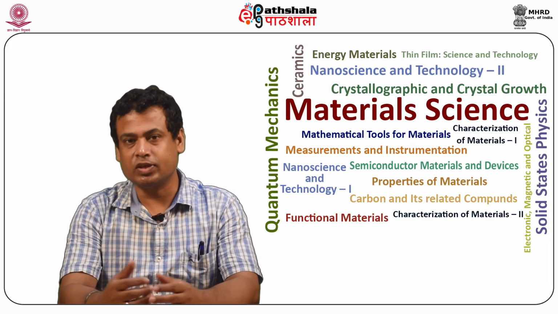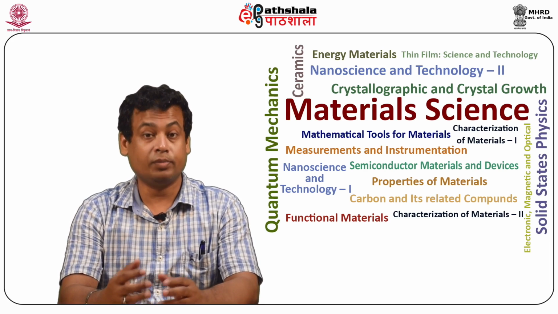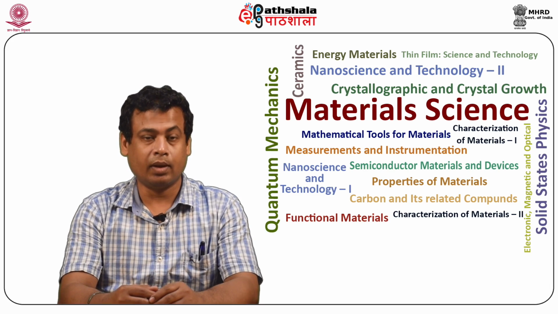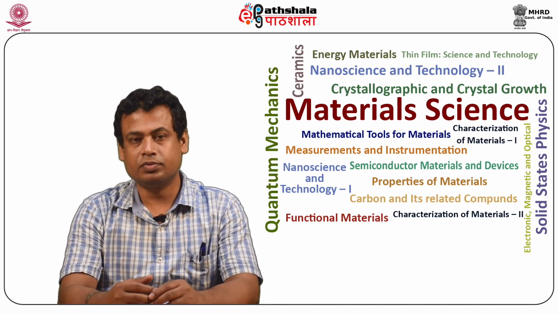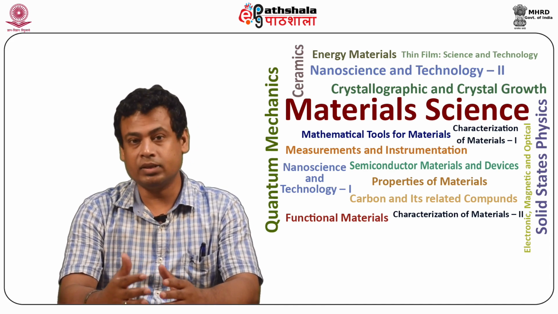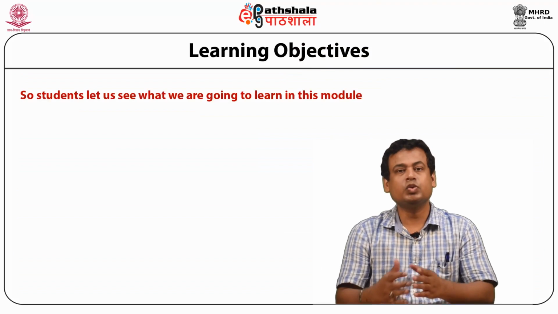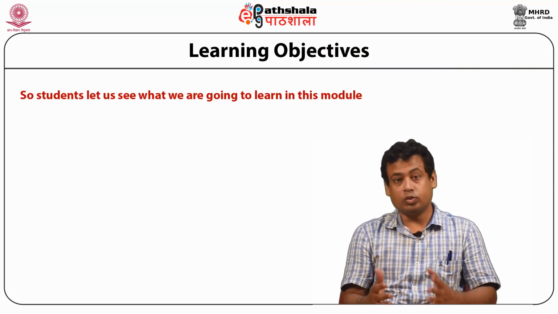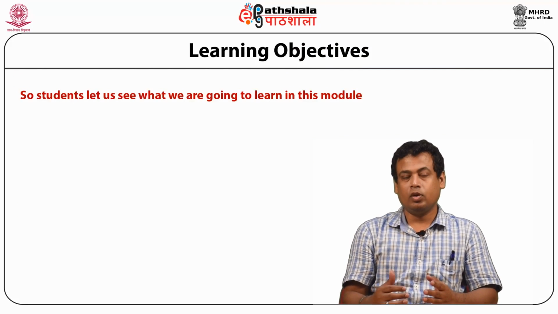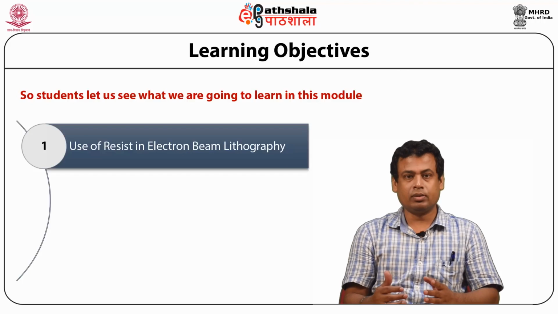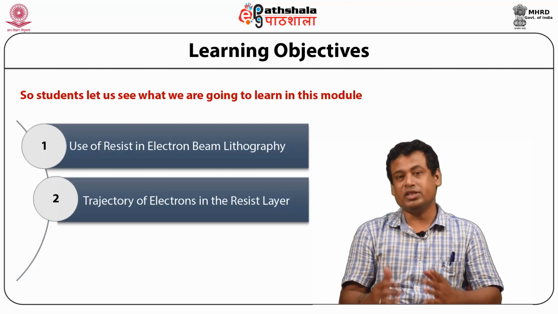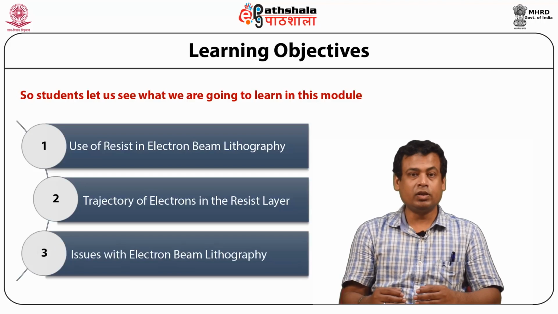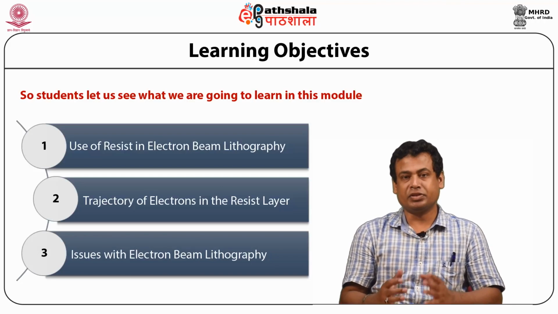Today we are going to discuss the module Surface Morphology and will focus on the E-beam lithography process, part 2, from the paper Characterization of Materials 2. So students, let us see what we are going to learn in this module. We will learn about the use of resist in electron beam lithography, the trajectory of electrons in the resist layer will be discussed, and we will discuss the issues with electron beam lithography.